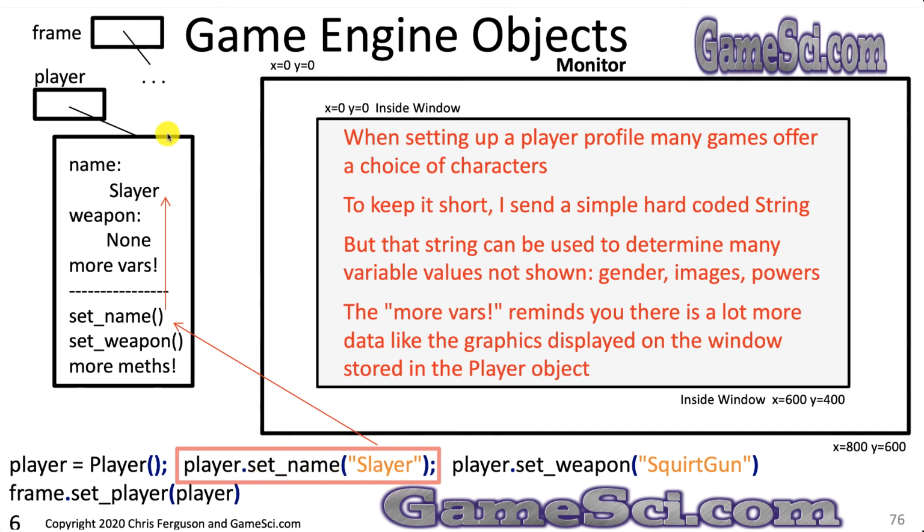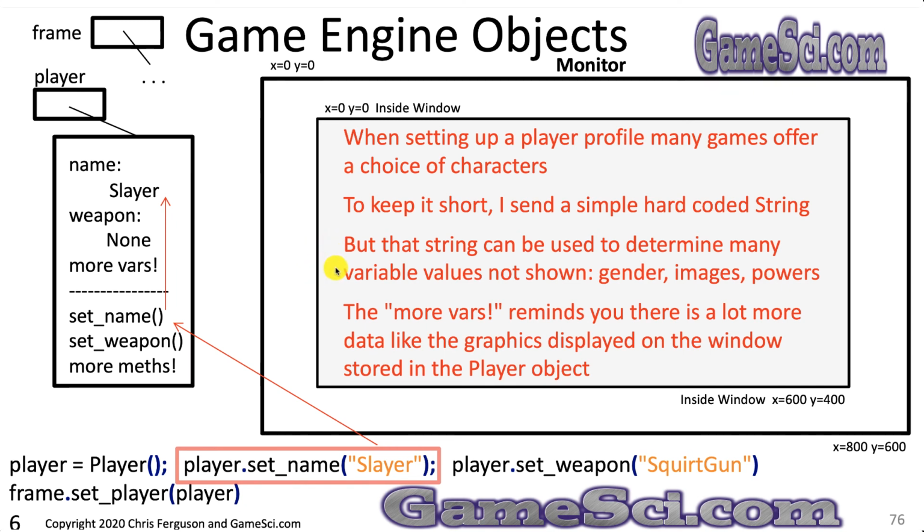player.setName("Slayer"). Go to the player reference, go inside the player reference and call setName. SetName will modify the value in the variable. When setting up a player profile, many games offer a choice of characters. To keep it short, I sent a simple hard-coded string. But that string could be used to determine many variables not shown.